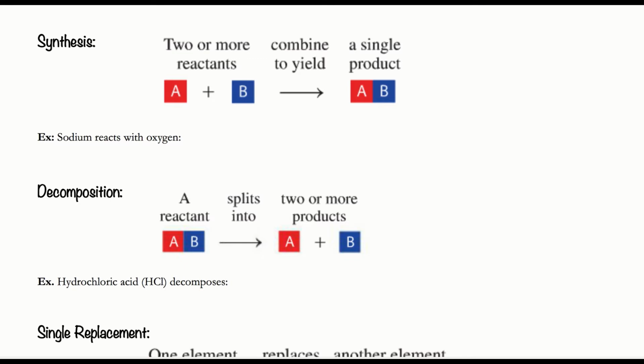So for synthesis reactions, notice you take 2 different reactants, so A and B, they're separate, and they combine together to form one single product. So that is a synthesis reaction. You are synthesizing something, you are making something. Decomposition is the exact opposite. You have one compound that's together, A and B, and it breaks apart into its individual parts, A plus B.